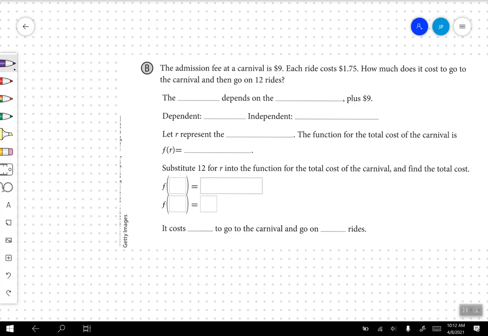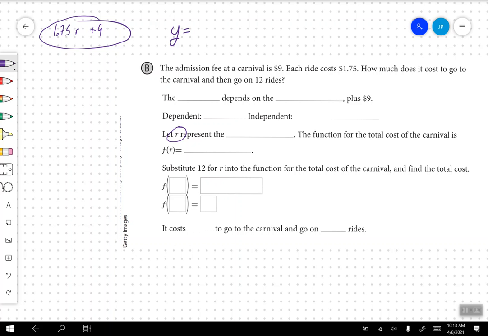Now, what happens if you want to walk into the carnival, ride one ride, and then leave? How much total money did you just put out? Well, you walked in, you paid your $9, and you're paying $1.75 per ride. Now, notice they want you to use the letter R for ride. All right, so in this example, if I just want to ride one ride, it'd be $9 plus $1.75 for a total of $10.75.